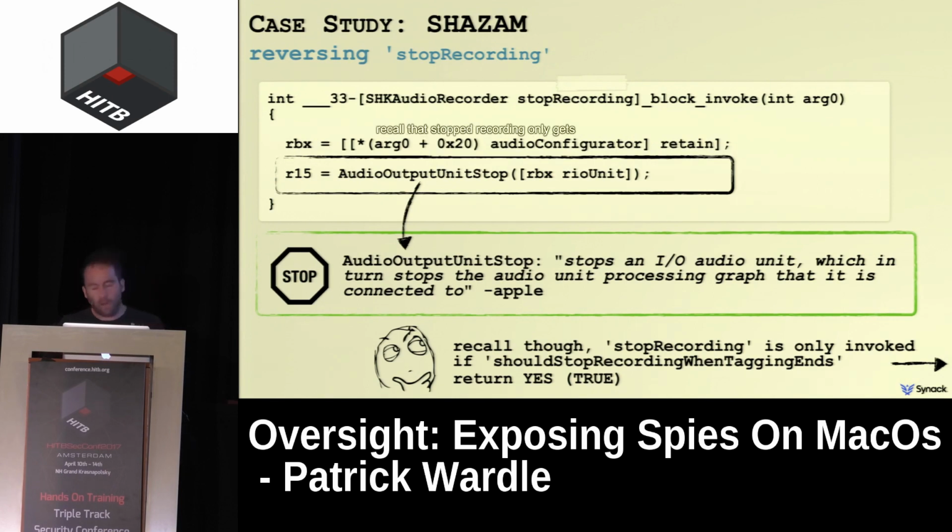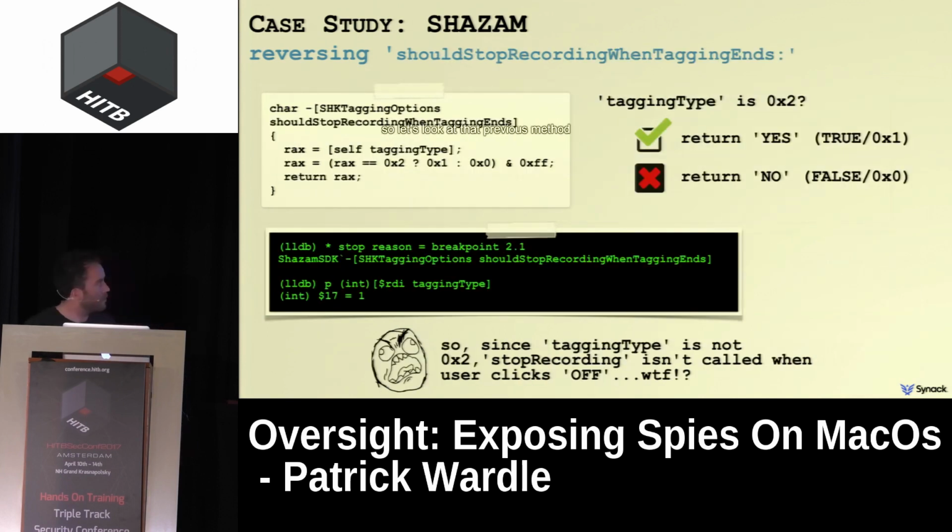But again, recall that stop recording only gets invoked if that previous method is true. So let's look at that previous method, which is, again, should stop recording when tagging ends. As we can see, it's a very basic method. It simply returns a Boolean yes or no value depending on whether some tagging type variable is set to 2 or not. Now, when we toggle that switch, we have a breakpoint, so we can step into this and we can see what the value of that tagging type is. And we see when we dump it, it's not 2, it's 1. So that means that this method is going to return false, which means stop recording is not going to be called.